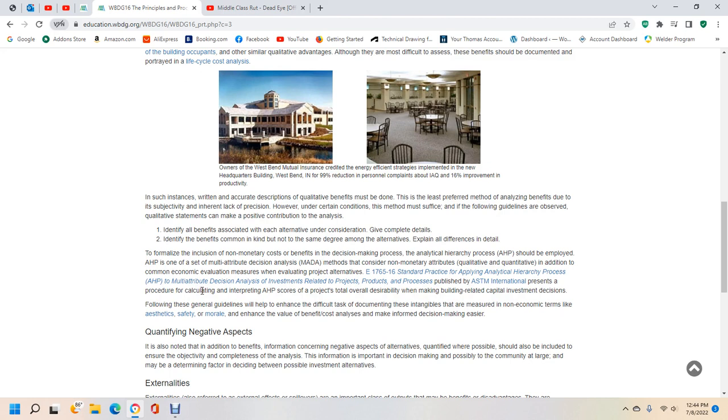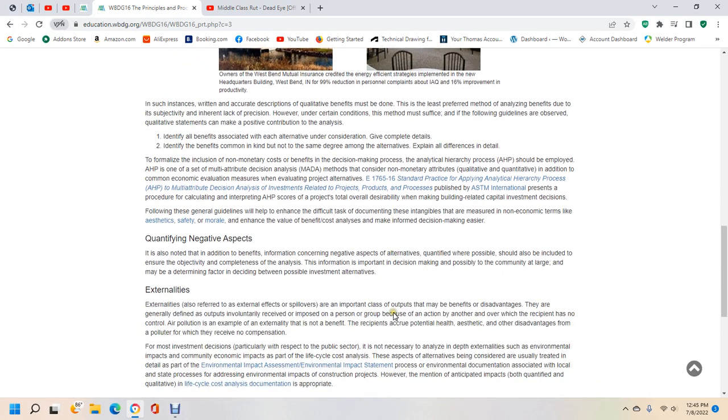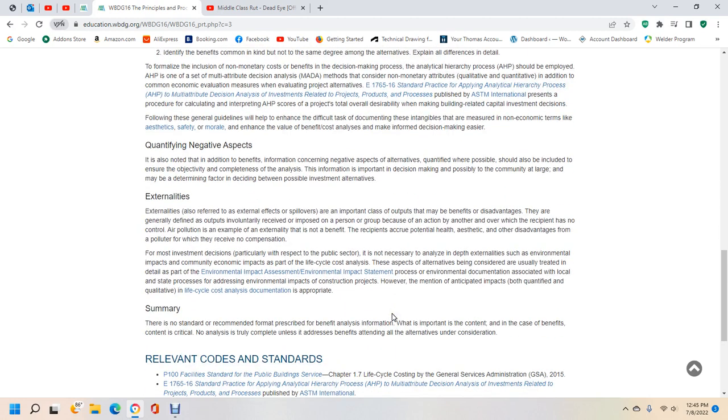Following these guidelines will help advance the difficult task of documenting intangibles, measuring them in non-economic terms like aesthetics, safety, morale, and habitability, so that benefit cost analysis makes informed decisions easier.